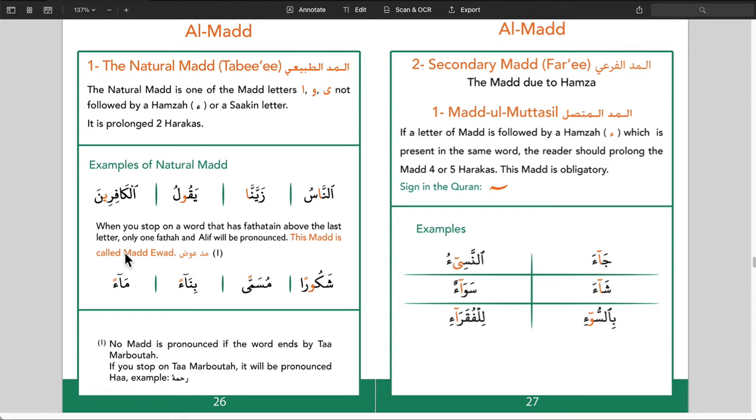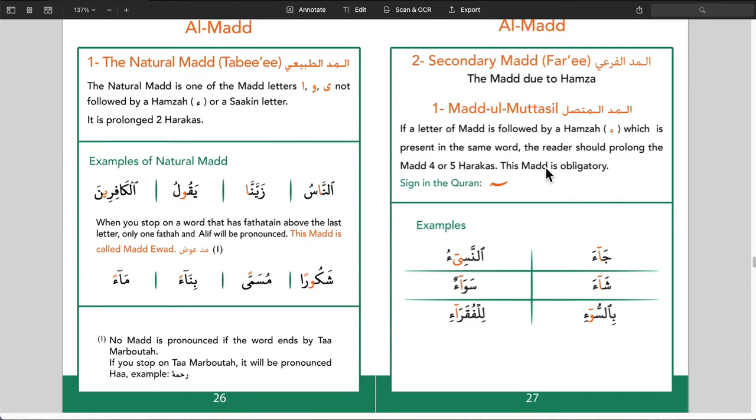And mad iwad, what it is, when we are stopping on a fathatain, so the rule is that we just convert this one into fatha. We keep the alif, so it will become like a natural mad. Instead of saying at the end of the word shukuran, we have to stop shukura, and then here musamma, bina'a, and lastly ma'a. So we stop with two haraka. We call this one mad iwad. Usually it's at the end of an ayah.